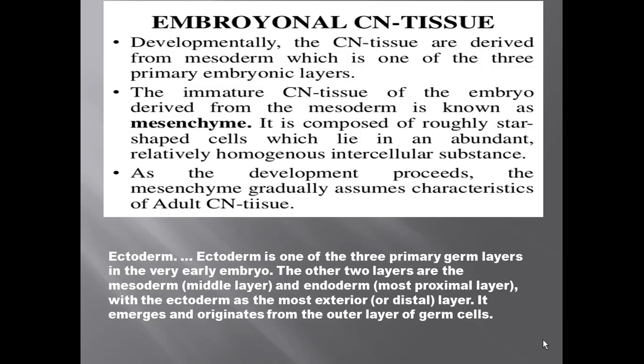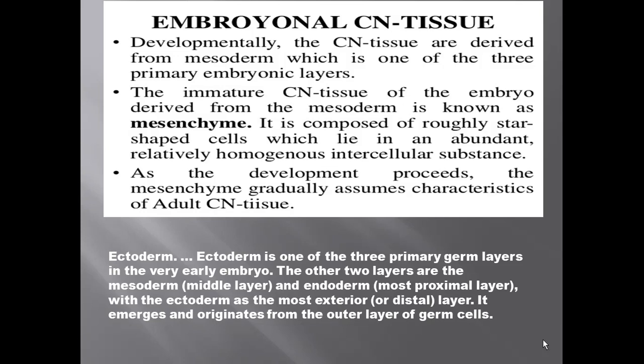And then that is the immature connective tissue of the embryo. It's derived from mesenchyme, and the main characteristic of the mesenchyme cell is that it's like a star. It's roughly star-shaped cells, with an abundant, relatively homogeneous intercellular substance. The mesenchyme layer contains star-shaped cells and forms a component of the ground substance.